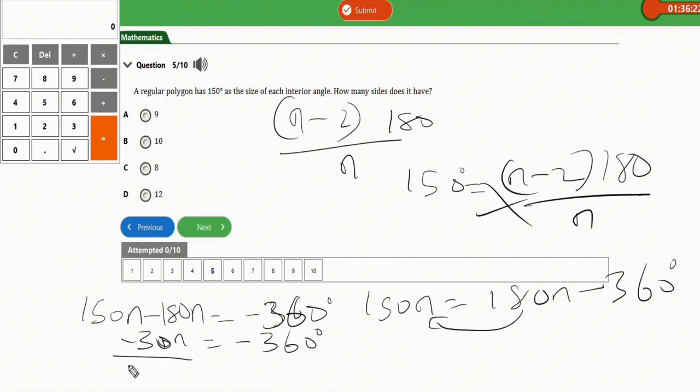Divide both sides by minus 30. So our n will be, negative cancels negative, 36 divided by 3, so we have it to be 12. So that will be the answer to this question. So the correct option on this question is what? Option D. So it's as simple as this.